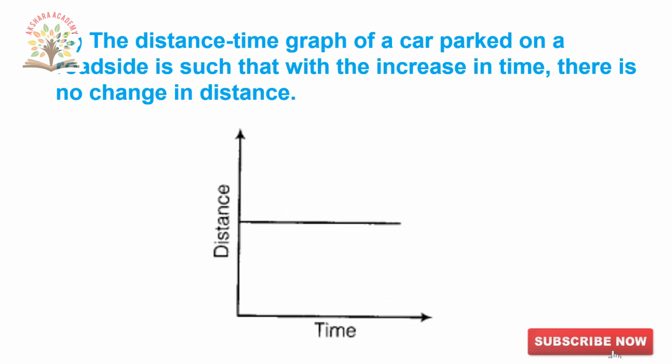This is the shape of the distance time graph. Though we are increasing the time, distance is not changing. Distance is a constant. So with increase in time, there is no change in distance. So this is the shape of the graph for a car parked on a road side. Okay, next we'll go to the next one.